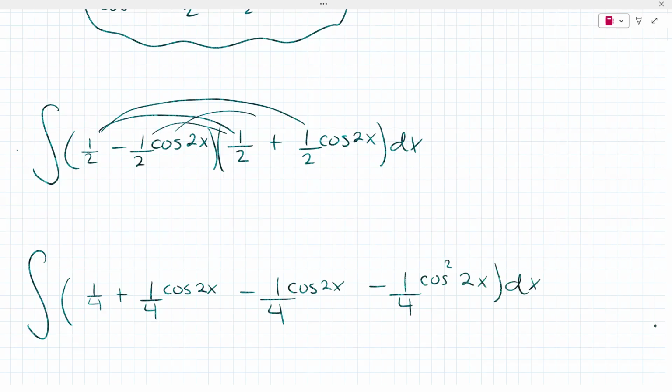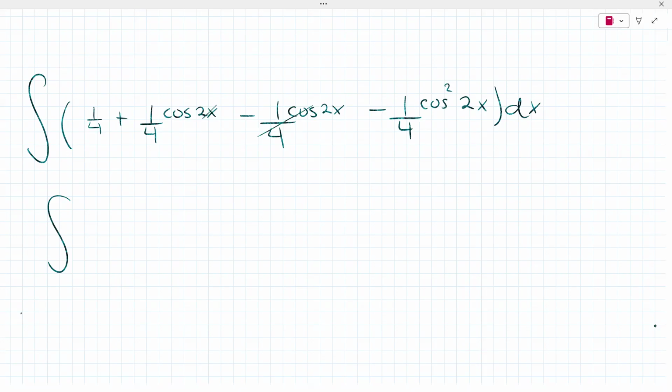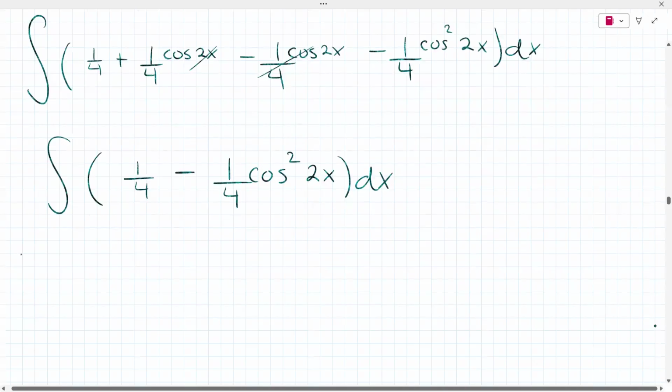Okay. And what can we do here? So when you FOIL it out, is there anything that cancels? Yes, this and this. So now you're left with... okay. And then is there another? So when we FOIL and clean that up, this is what we get.